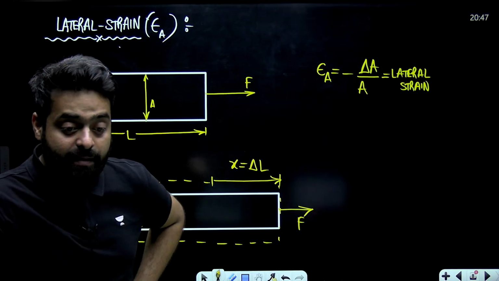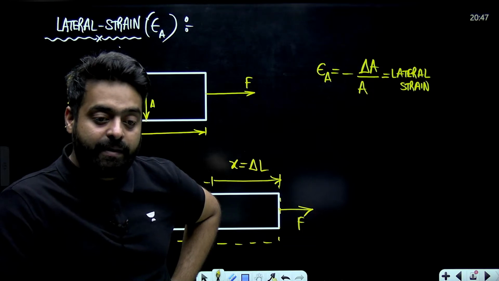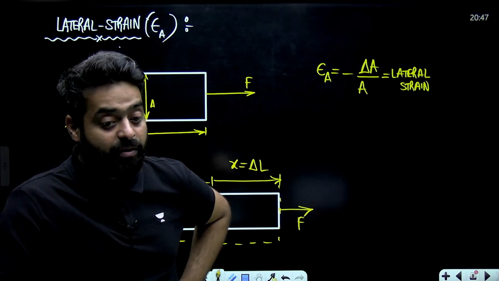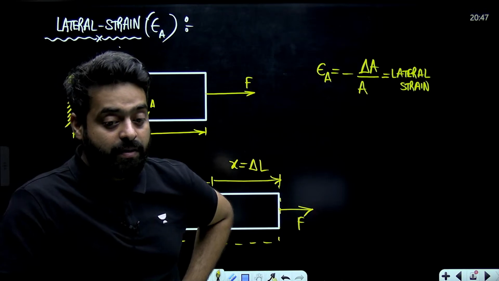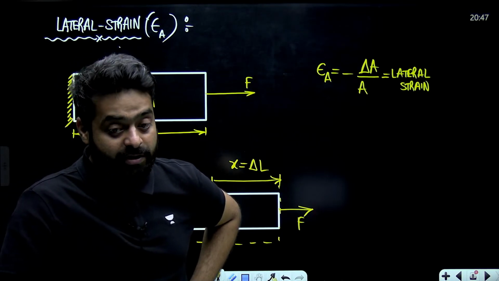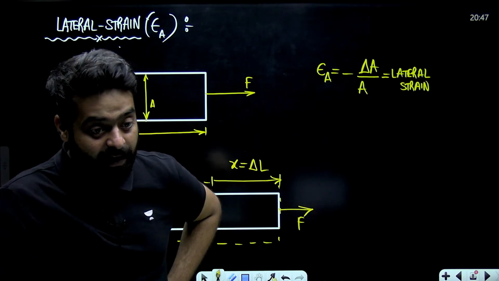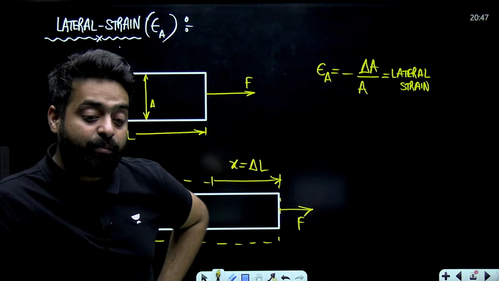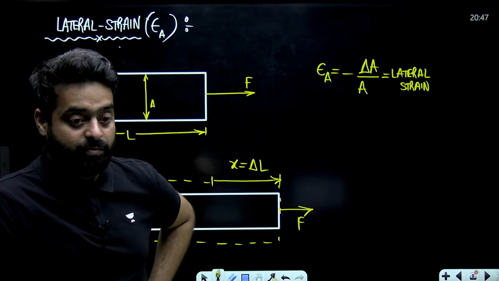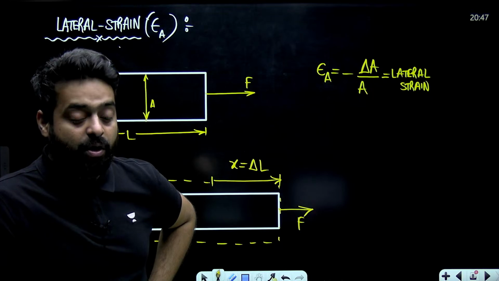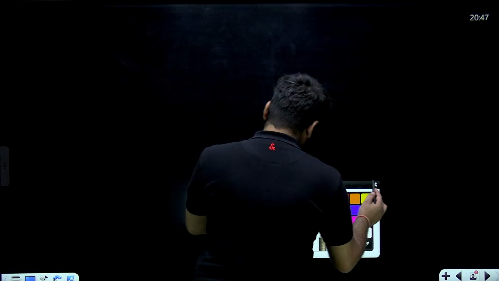And from here, one more concept is being created. And what is that concept? Please try to understand. Very, very important concept. If you get the feel of the concept, you can solve any type of problem. And that is the concept of Poisson ratio. Highly, highly important.